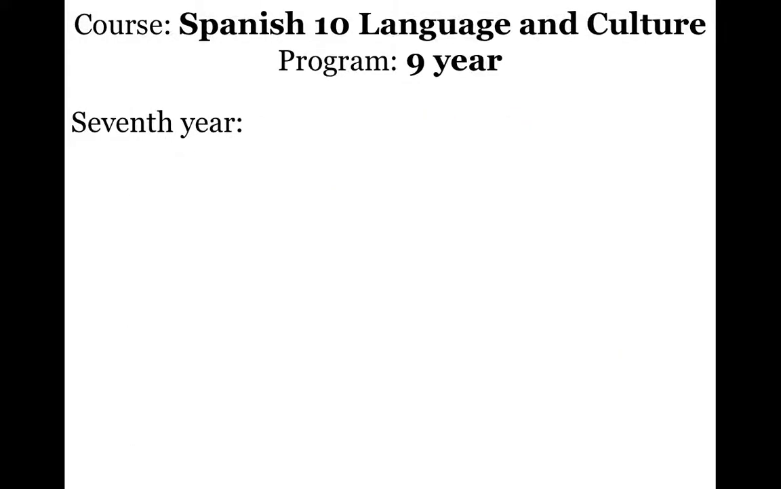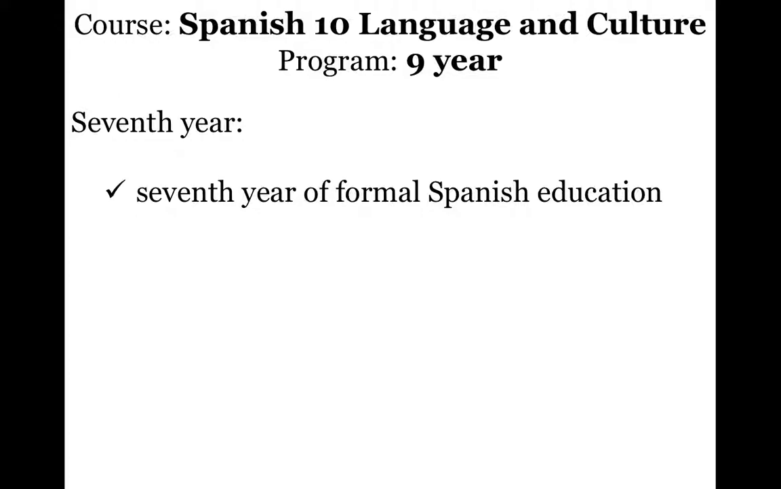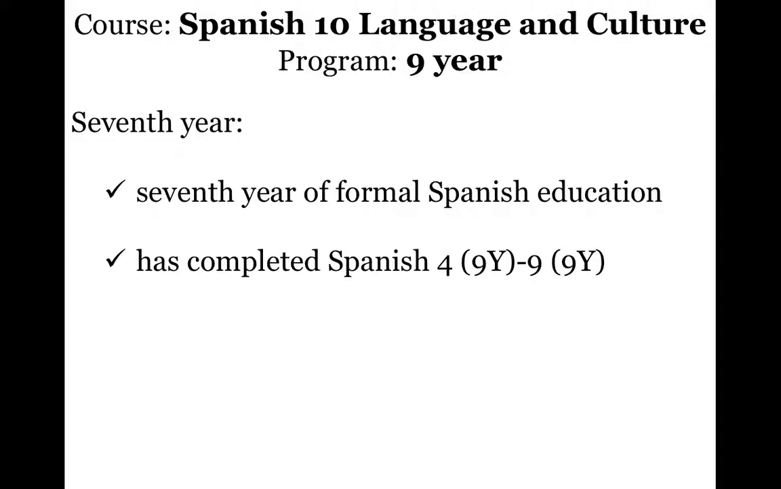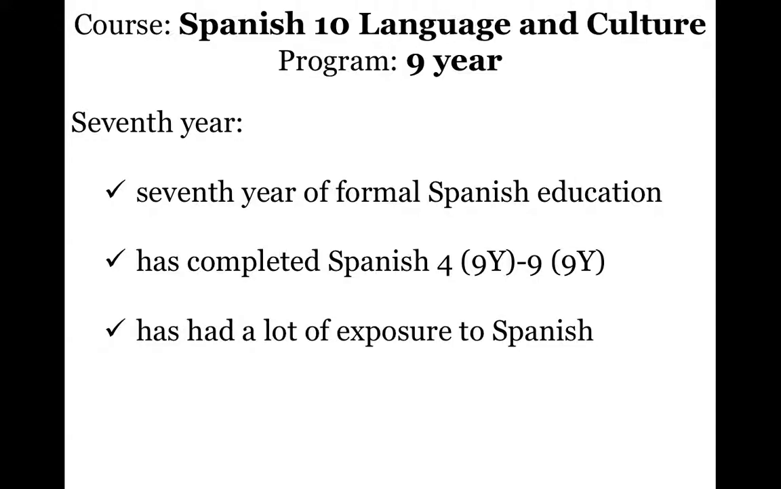Okay, so Spanish 10-9Y, like I said, is your 7th year of formal Spanish education. Formal being the key word there. So it doesn't necessarily mean that you've lived in a home where you've heard Spanish for 7 years. That's not formal Spanish education. That means you've studied it in a school somewhere for at least 6 years prior to this. Ideally, you've completed Spanish 4 through 9 of the 9Y program. That is best case scenario. And of course, you've had a lot of exposure to Spanish, whether at home or you lived in a Spanish-speaking country, things like that, but you're very comfortable with the sounds of Spanish.